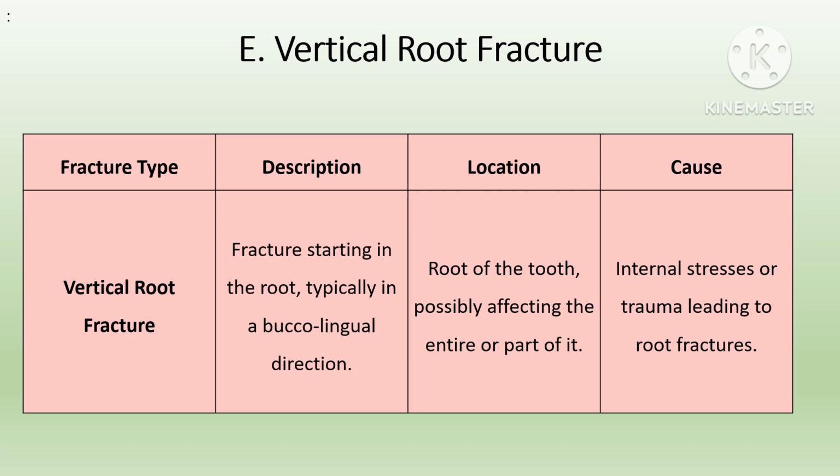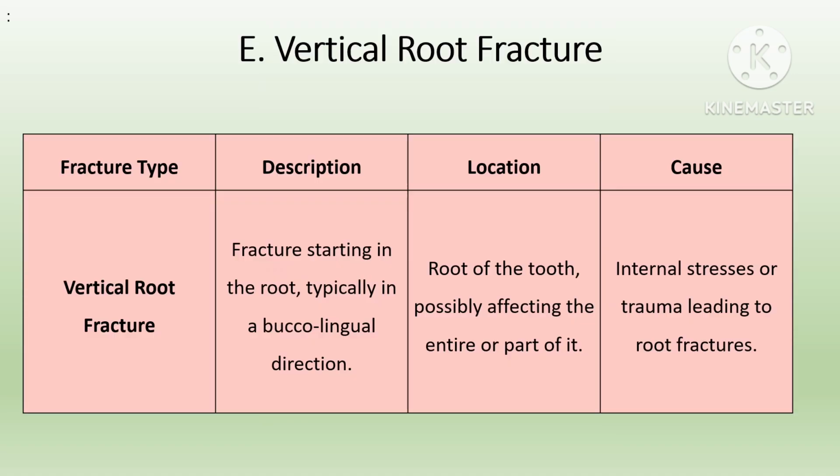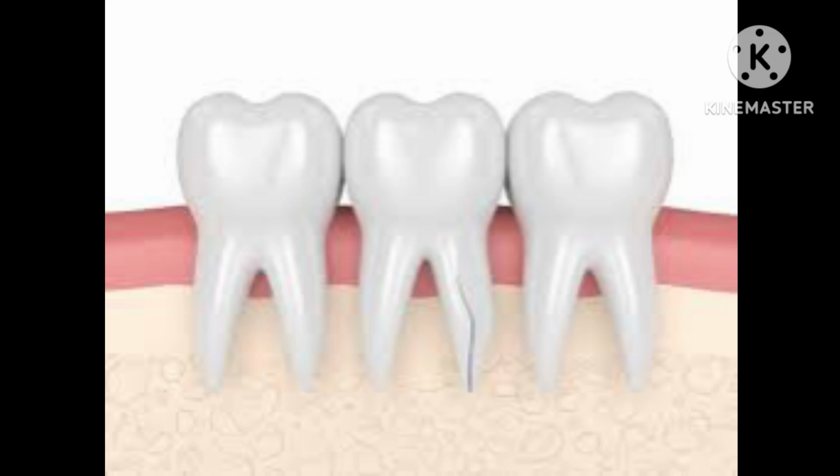And the last one is the vertical root fracture. Vertical root fractures start in the root of the tooth, usually in a buccolingual direction, and can affect the entire root or just a portion of it. These fractures may or may not be complete, but often involve only one surface of the root. Vertical root fractures are typically caused by internal stresses within the tooth or a trauma that affects the root.